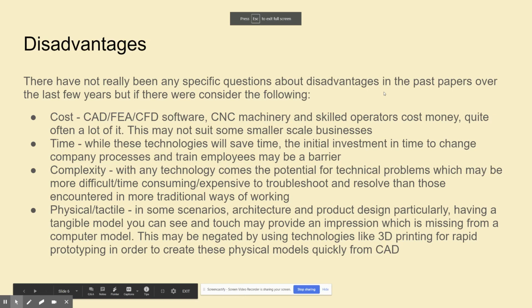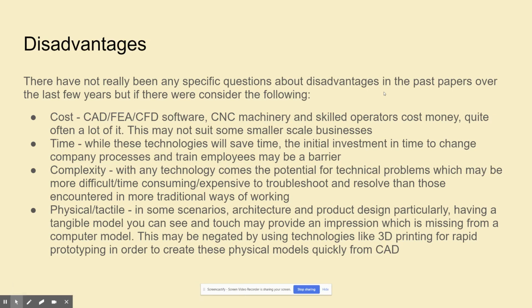I just realised as I was finishing the last video that I hadn't actually touched on disadvantages, and I will do so, but only very quickly. There really haven't been any questions that have come up about this in past papers recently, but if there were to be any questions, I would consider the following issues in relation to the question context.